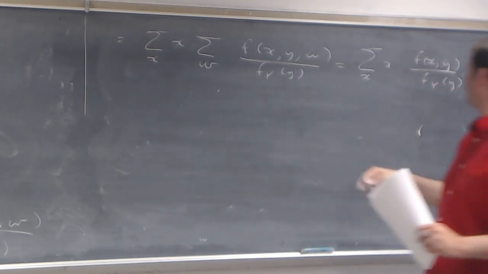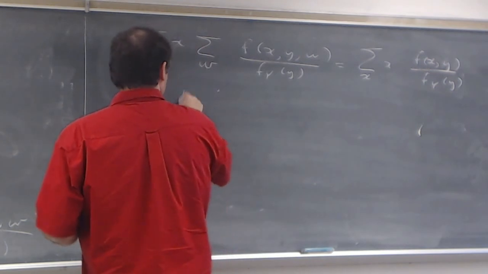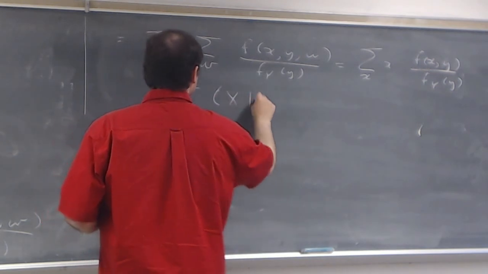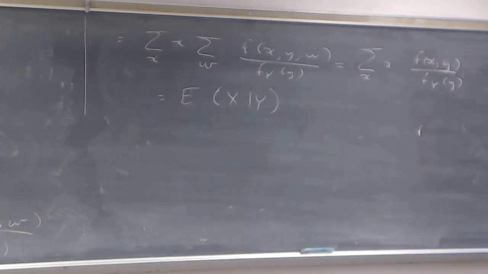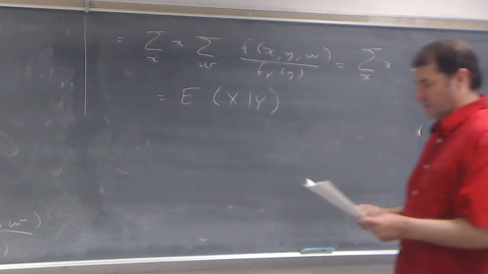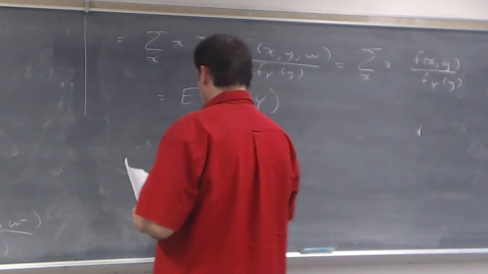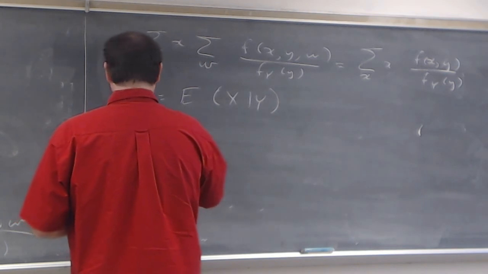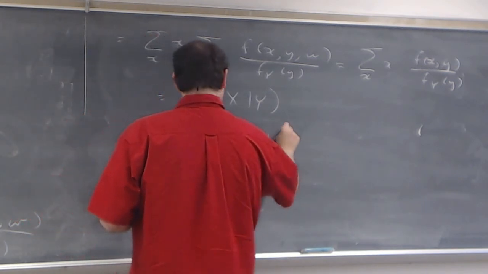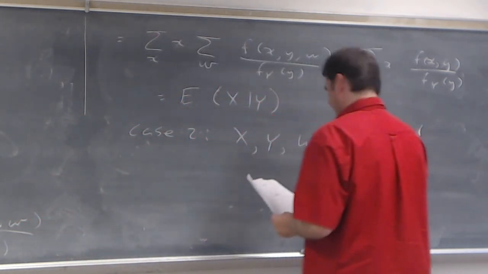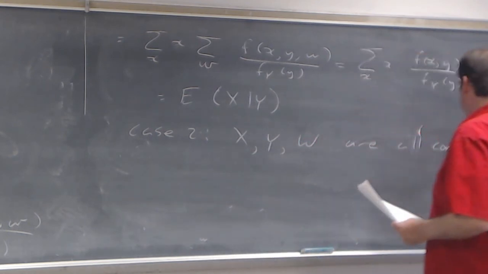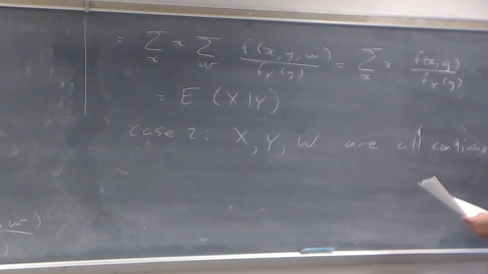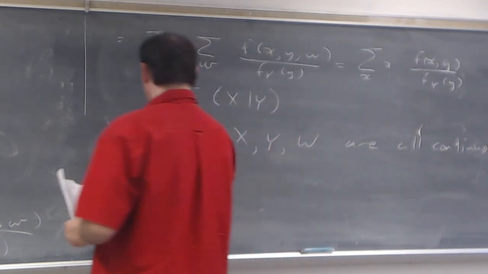That's what we get. And then that is nothing more than the conditional expectation of x given y. And that was the left-hand side of what we wanted to show. So the statement is true when we're having three discrete random variables. Well, the same thing happens with continuous, but let's look at it this time. So case 2: x, y, and w are all continuous random variables.